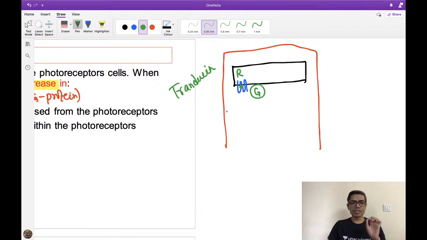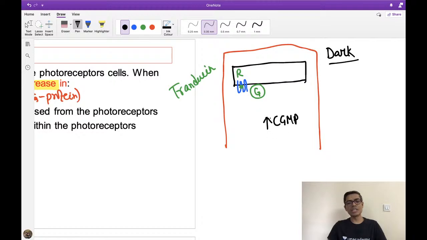Now, when there is no light inside this rod cell, in case of dark condition, what will happen? Inside this rod cell, there will be a huge amount of cGMP, cyclic guanosine monophosphate. Now the question is, where is this cGMP coming from? This is coming from the enzyme guanylyl cyclase. So option D, what is given here, that guanylyl cyclase is active.